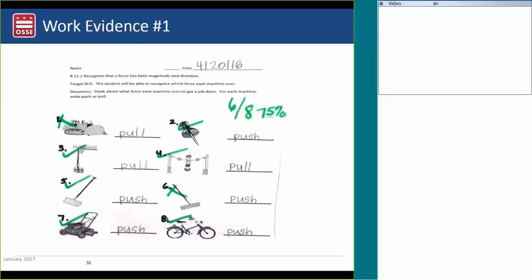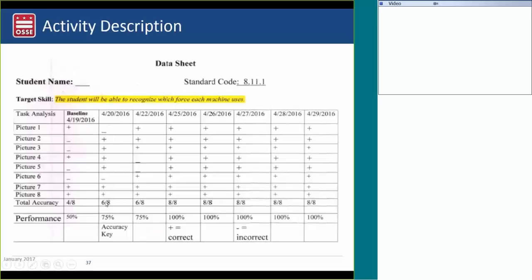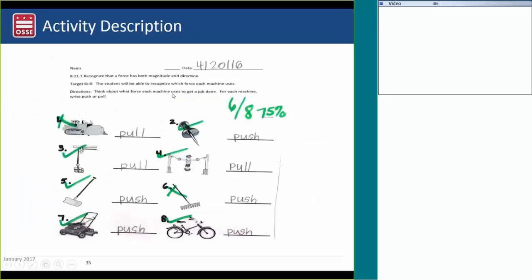First one, 420. I find 420. I see 6 out of 8, 75%. This is what a scorer is going to do. They look for the name. They look for the date. They look for the alphanumeric code. This individual included the learning standard, and that's fine. But as long as this piece is here, that's what's important, the targeted skill, and then some student directions. 6 out of 8, 75%.